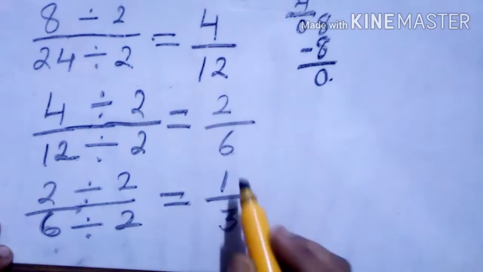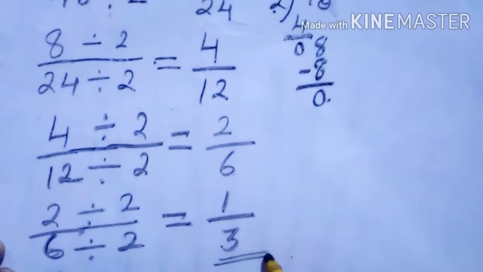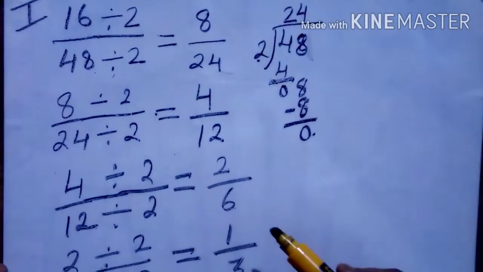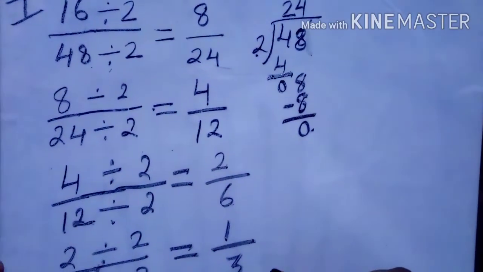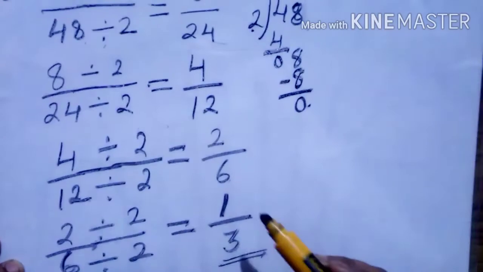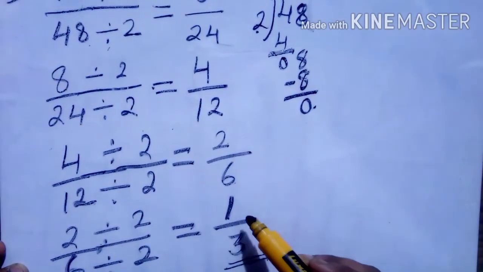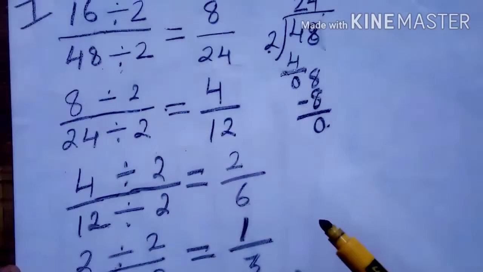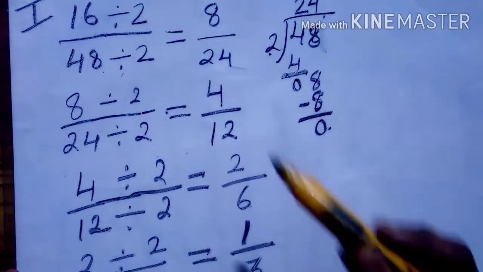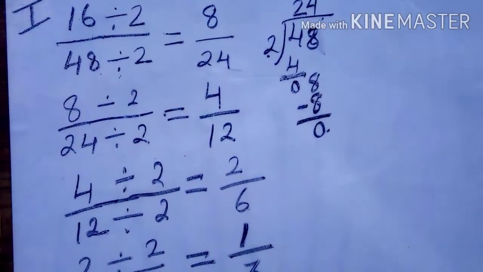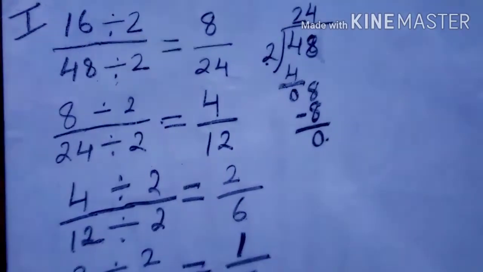1 by 3. This is the lowest term, in which the numerator and denominator have no common factor. So this is the lowest term of 16 by 48.